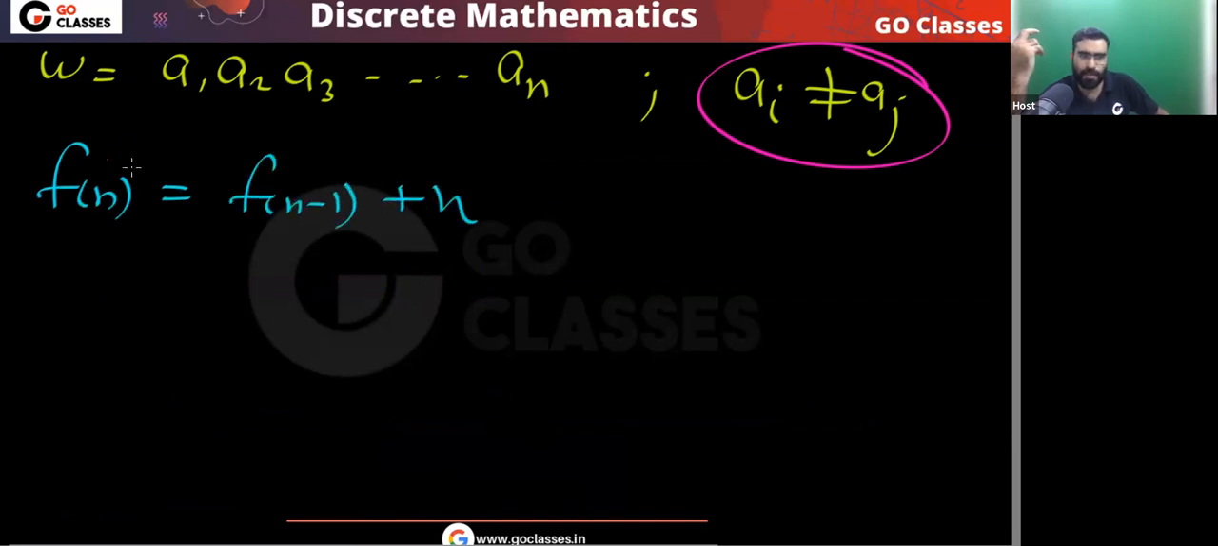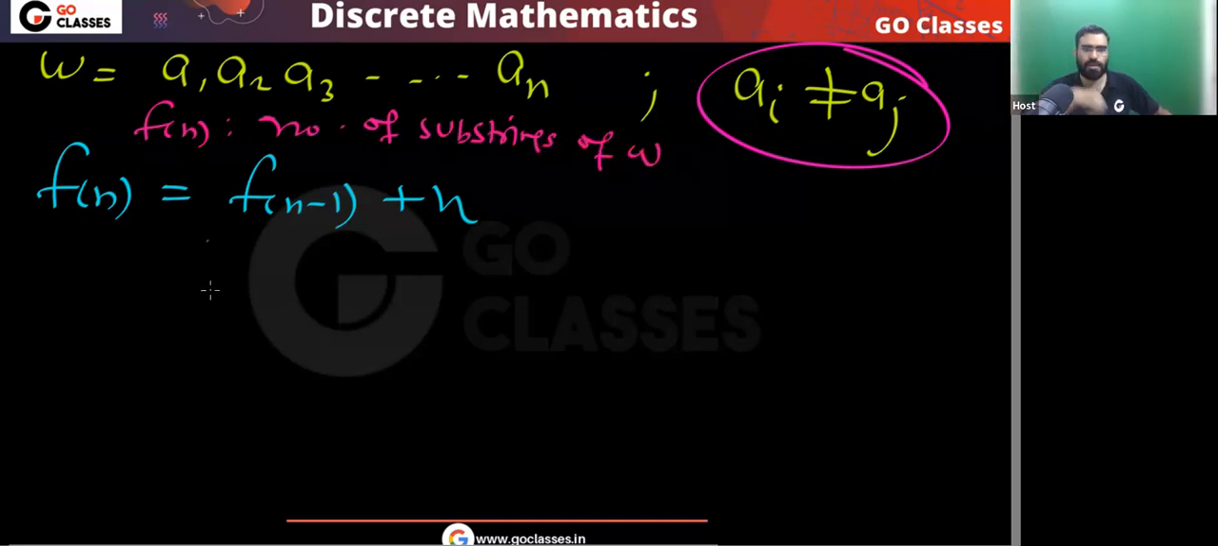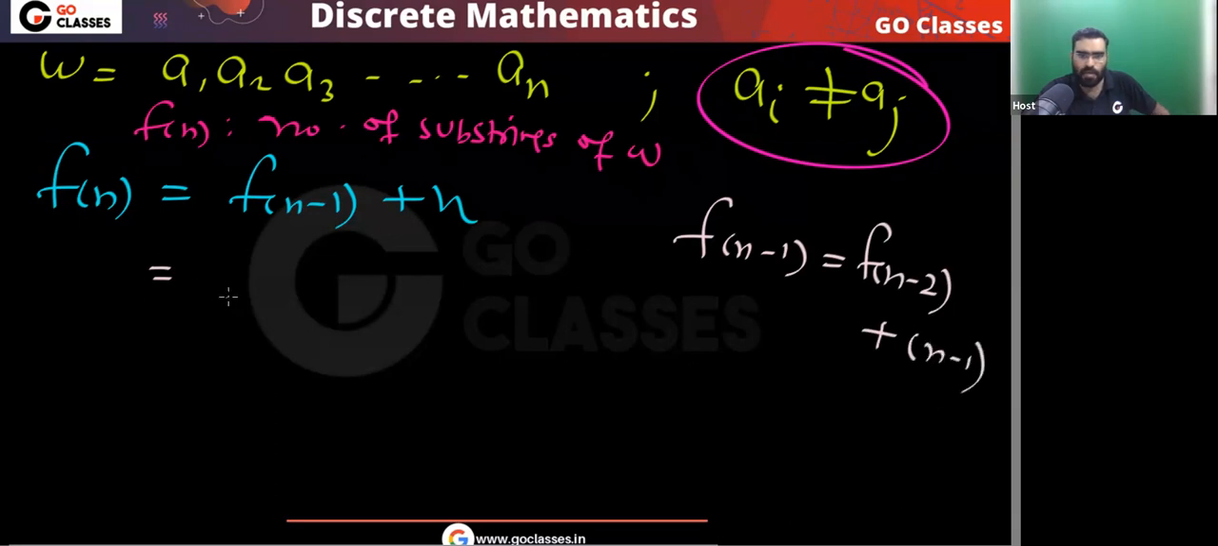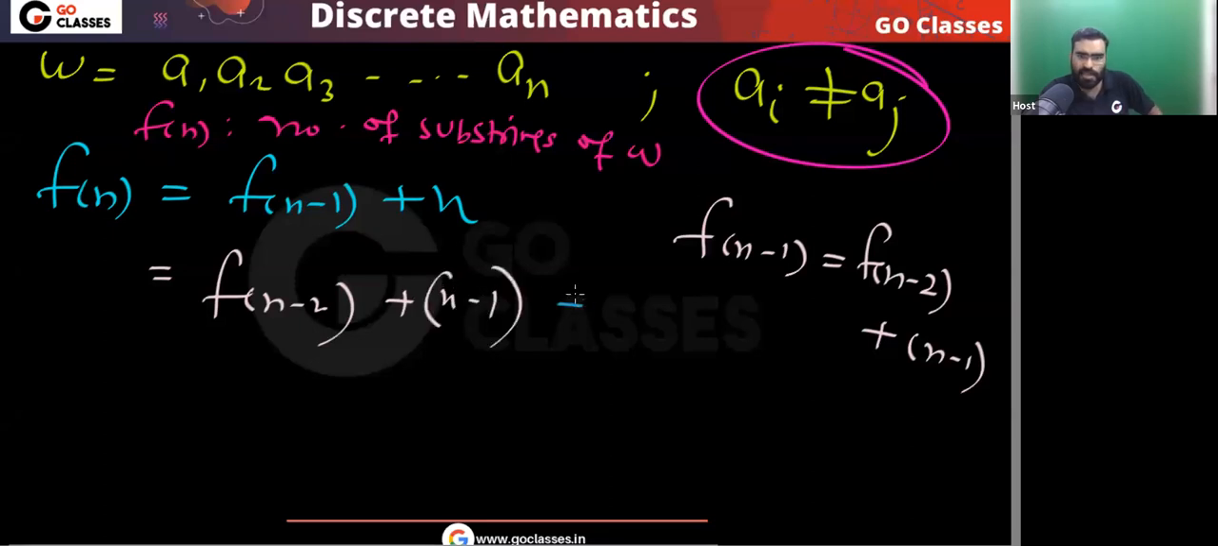Now you can open it. Remember, you already know what Fn is. Fn is the number of substrings of W. So if I open this Fn, what will I get? I can write Fn minus 1 like this: Fn minus 2 plus n minus 1. So you will get Fn minus 2 plus n minus 1 plus n minus 1, and already there is n. And so on, you can just keep opening it.